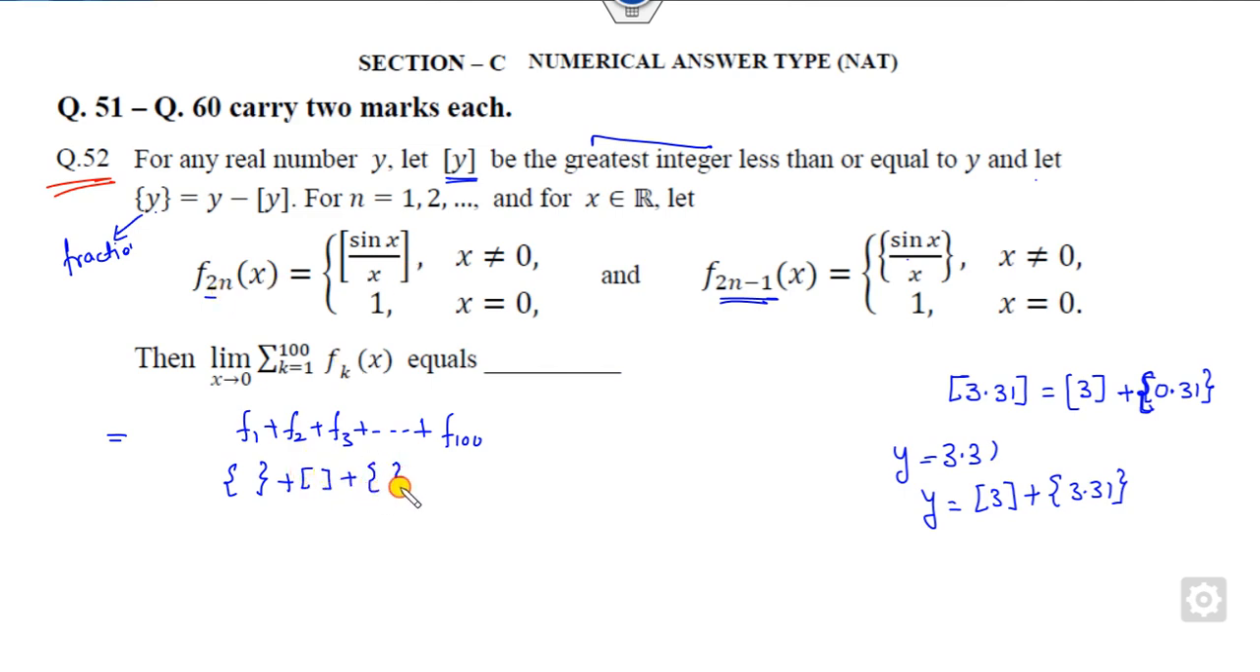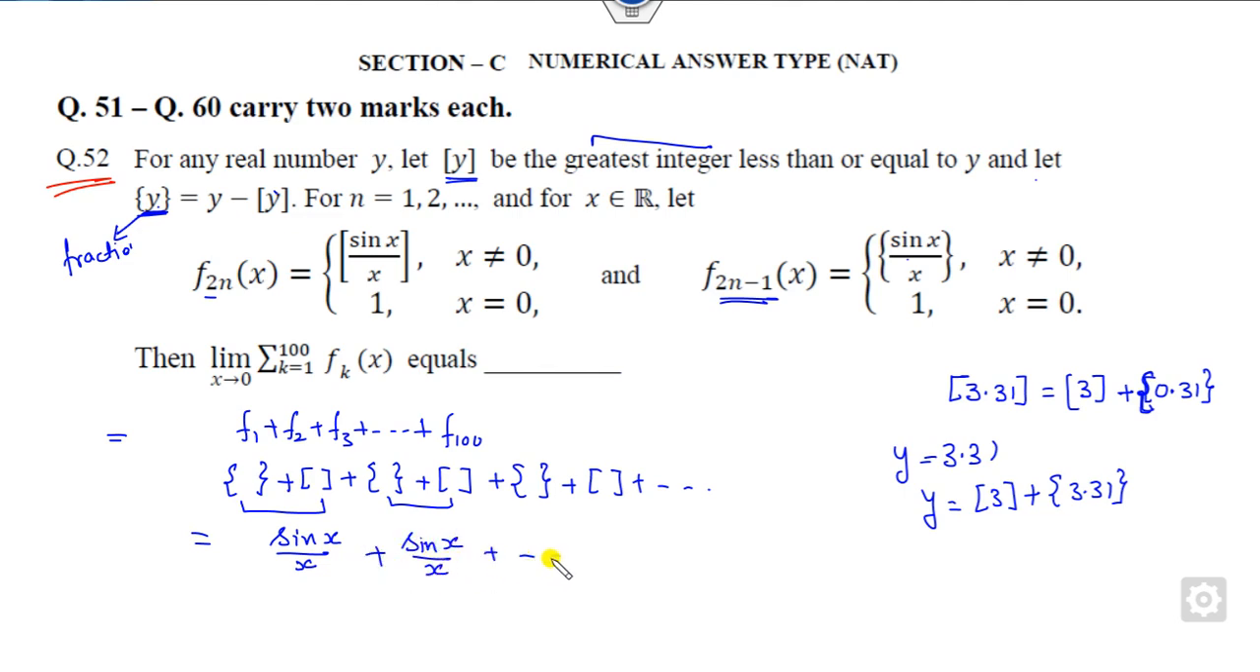Similarly, 1 time is here, 1 time is here, 1 time is here, plus 1 time greatest integer, and so on. So clearly, greatest integer plus fractional component is nothing but the complete y. It means when you add them, it is nothing but sin x by x, and so on. The last pair is also sin x by x.